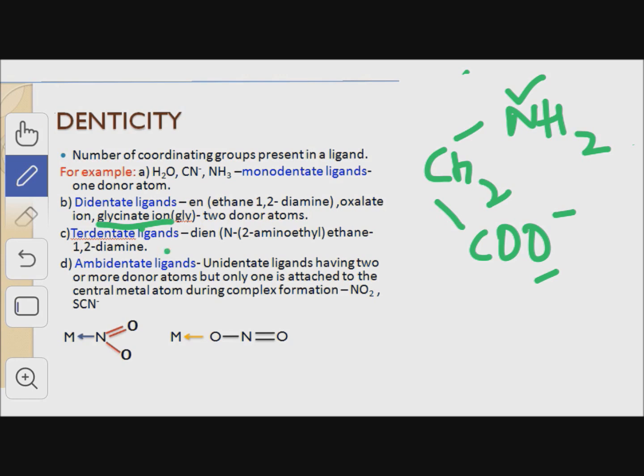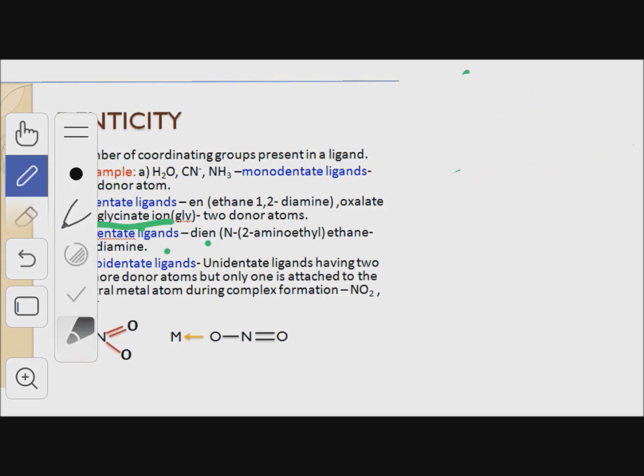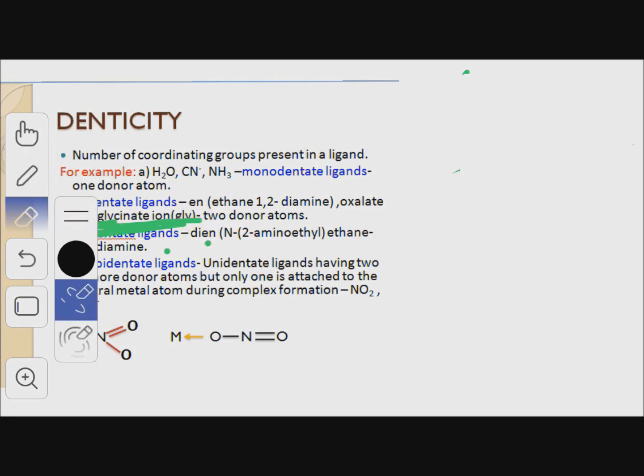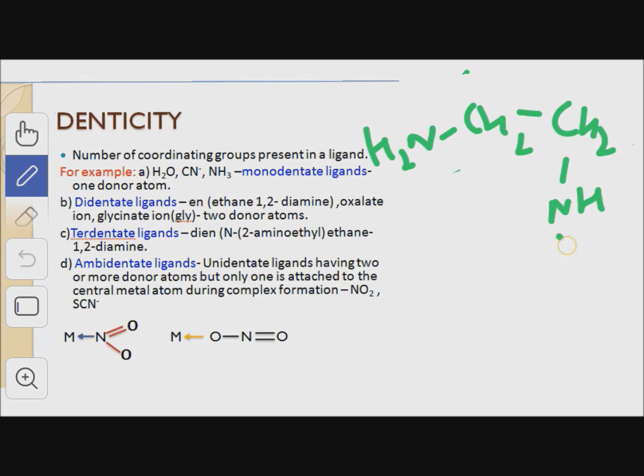And next is the terdentate ligand. For example, dien or N2-aminoethyl ethane 1,2-diamine, and its formula is H2N CH2 CH2 NH, which is further linked with two carbons, CH2 CH2, then NH2.